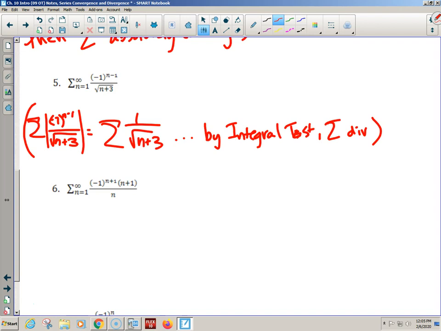But what do you not know about the original? You don't know whether it's convergent or divergent. You just know it's not absolutely convergent, but it could be conditionally convergent or divergent. Does that make sense? Now, the one up here would have been super smart to go absolute value because it was one and done. Absolute value convergent. Done! Absolutely convergent. Yay!